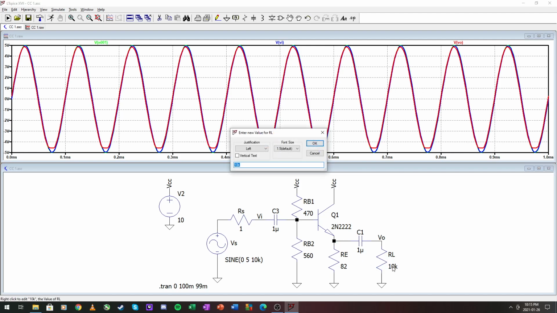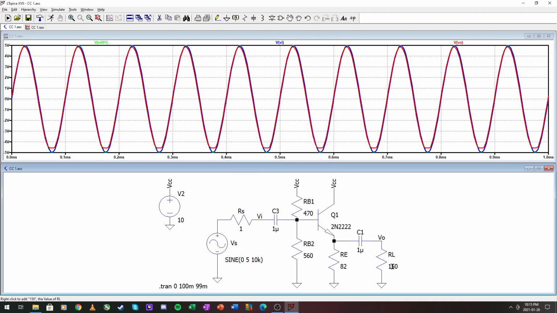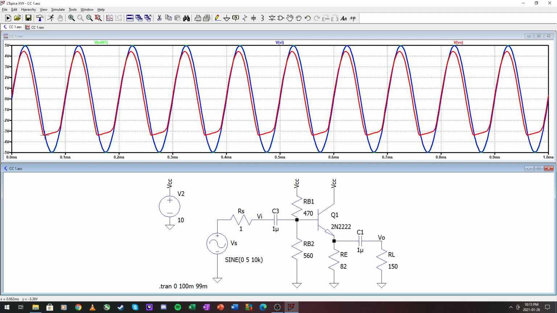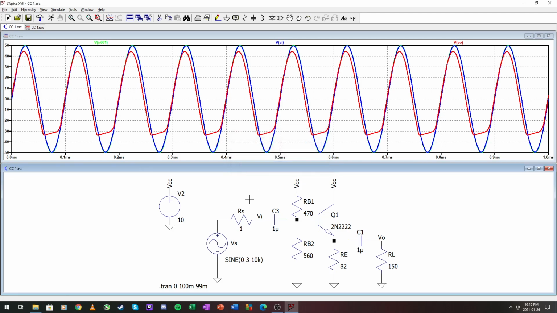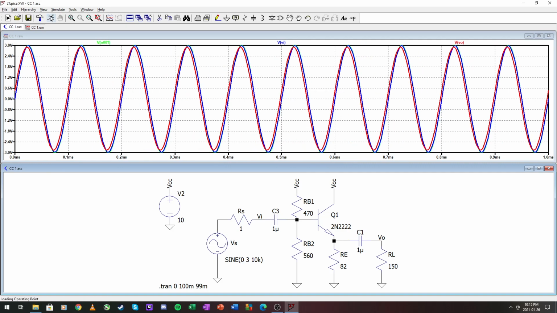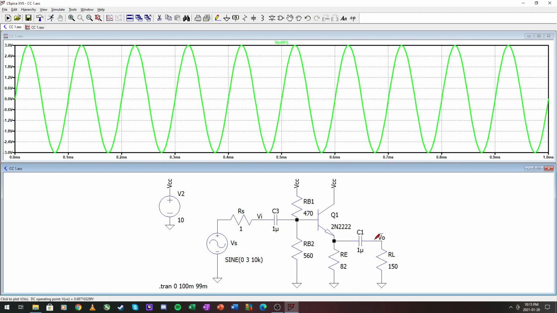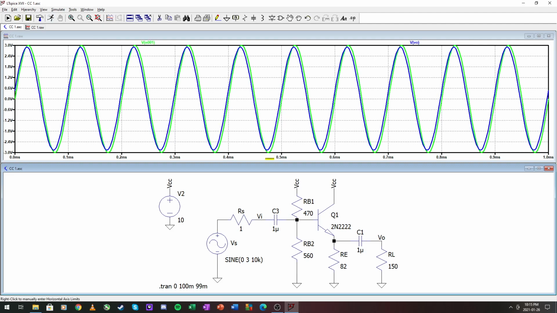Let's add our source. Our load is 150 ohms. See what happens if we run it now. Now it's clipping by quite a lot. And we determined that our maximum input here is 3 volts. And there we go. Our input and output is very close to one another. It is just a little bit smaller. The gain of this was what, 0.992.